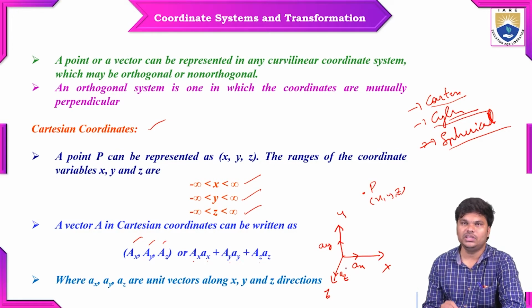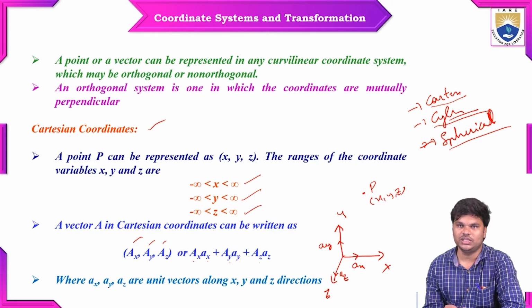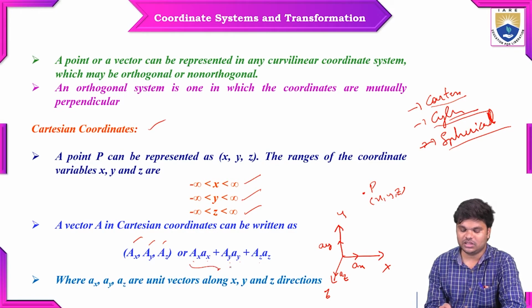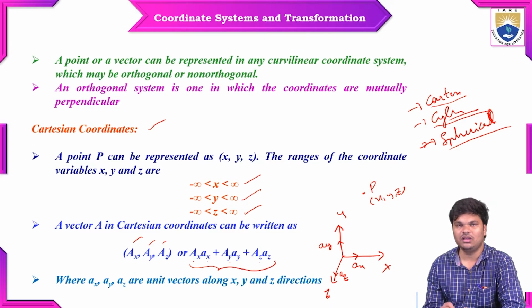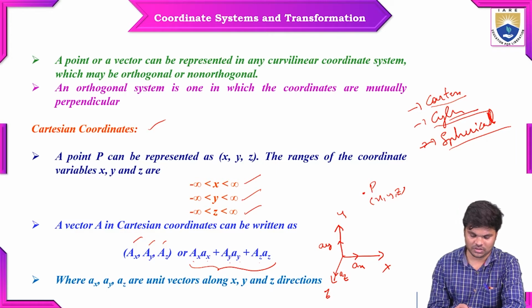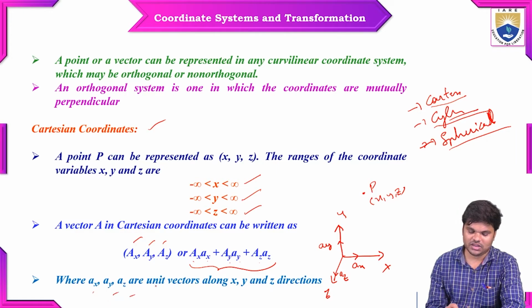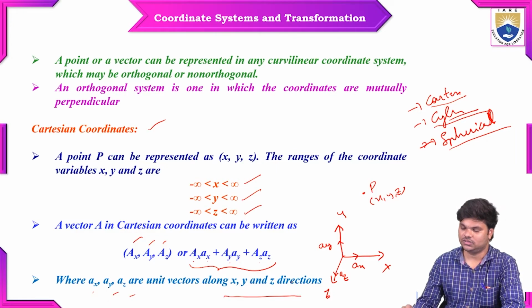So any point in space with respect to the Cartesian coordinate system, so any position vector in this space with respect to the Cartesian coordinate system, can be represented like this. Components along ax, ay, and az, where ax, ay, and az are the unit vectors along the x, y, and z directions.